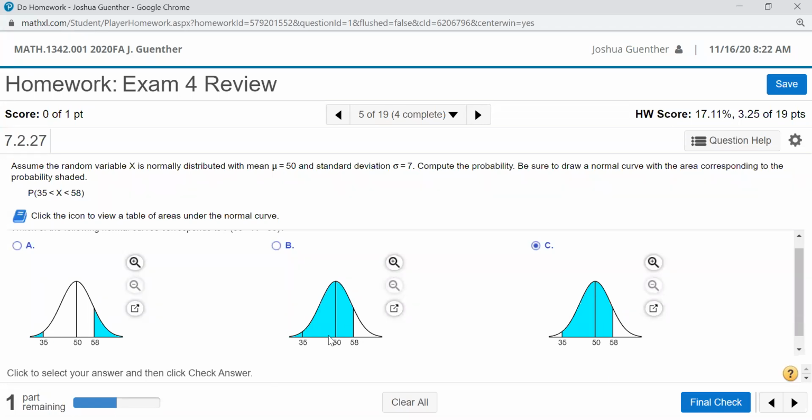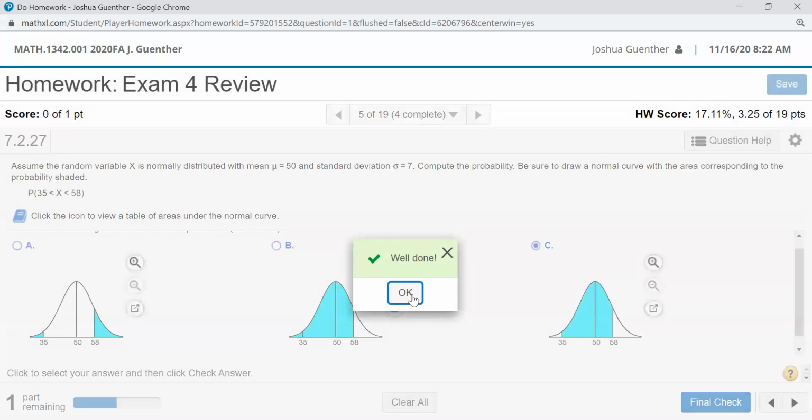This one is ruled out because it almost looks right, except it's also including the area below 35, which is not what we want. This is all the area below 58, all the way down to negative infinity. It's not what we want. And then part A is the exact opposite of what we want. Part A is the area outside of 35 to 58. So certainly not what we want.